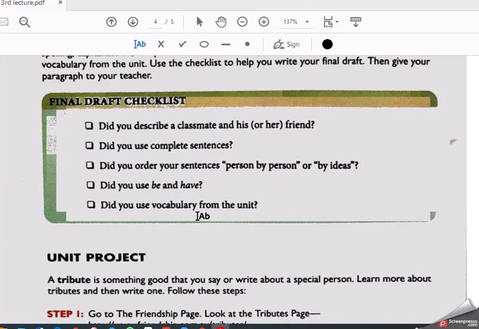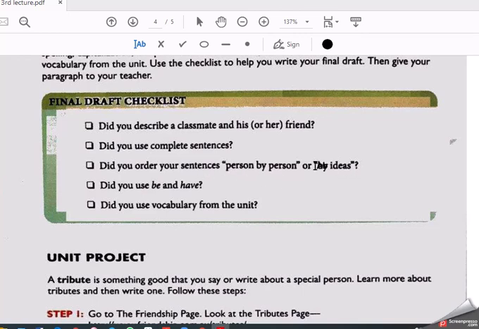هاي الأسئلة بعد ما كتبت الفاينل درافت مالتك تسأل نفسك: هل وصفت صديقك وصديق صديقك؟ أوكي، هذا أول سؤال. تضع وصف، يعني you have to describe him. Is he tall? Is he short? What is his name? How is he like? Is he handsome? Is he fat? Is he thin? Then do you use complete sentences?